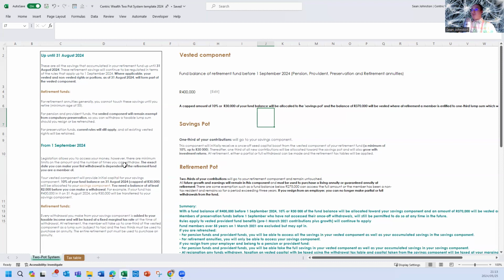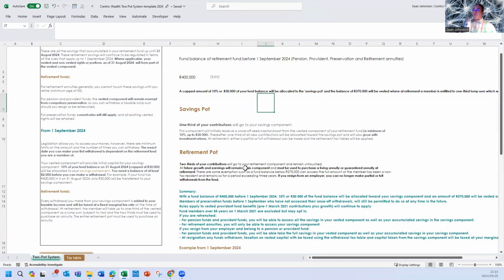But the point I'm making is you don't want to see the savings component as any liquidity when it comes to retirement planning. And I've got a separate template I'm going to go through where you can reinvest your rebates back into the fund.